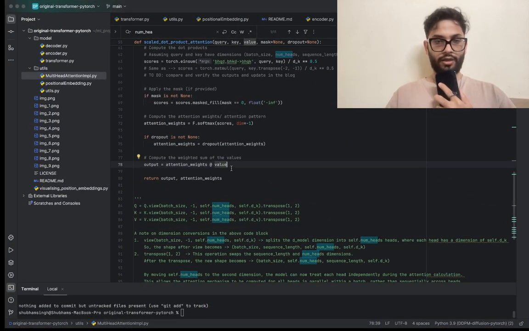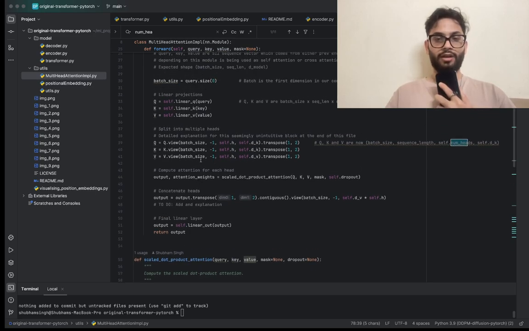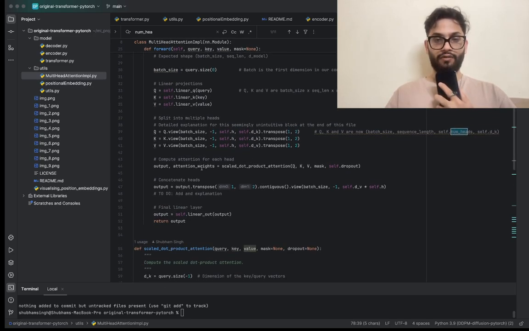Cool, we have done it. Again, this is just another way of writing torch.matmul. If you do torch.matmul of attention weights and value, it will work exactly the same. Now we have attention. Now we have the refined embeddings of V. We'll return back to our main function forward. Here now we have attention weights and the output.